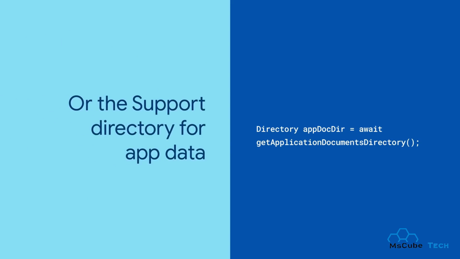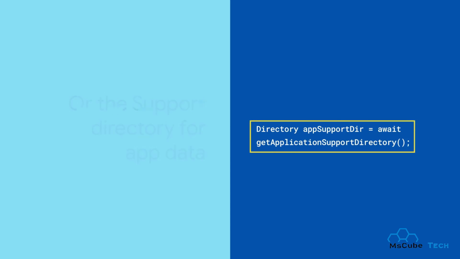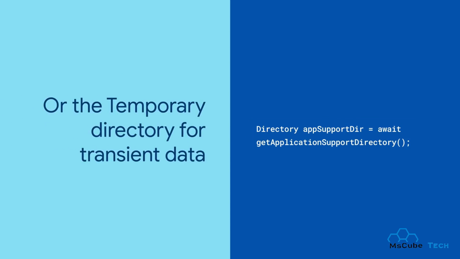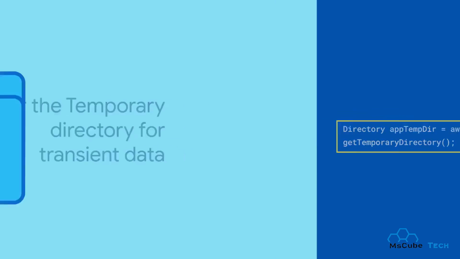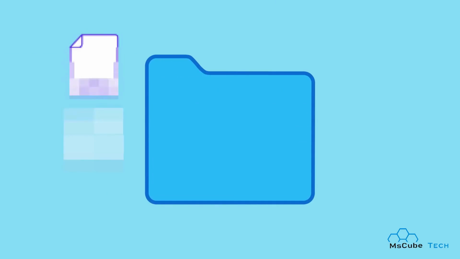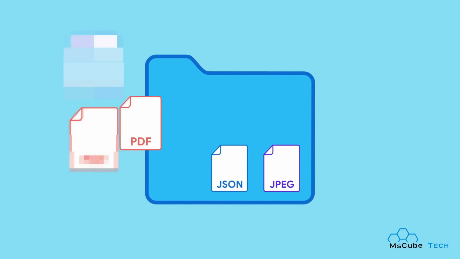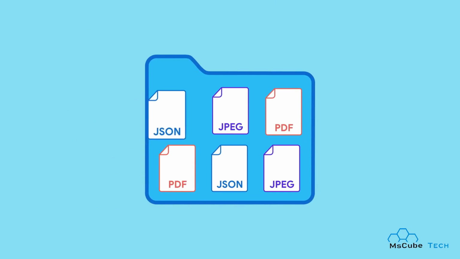And what if you have different data, like manifest files or other supporting documents from your server? For that, call getApplicationSupport directory. And what if you just need a temporary folder for data that doesn't need to outlive the current session? Then call getTemporary directory. In any of these scenarios, you have a place to cache free-form data as needed to ensure that your app is as performant as possible.